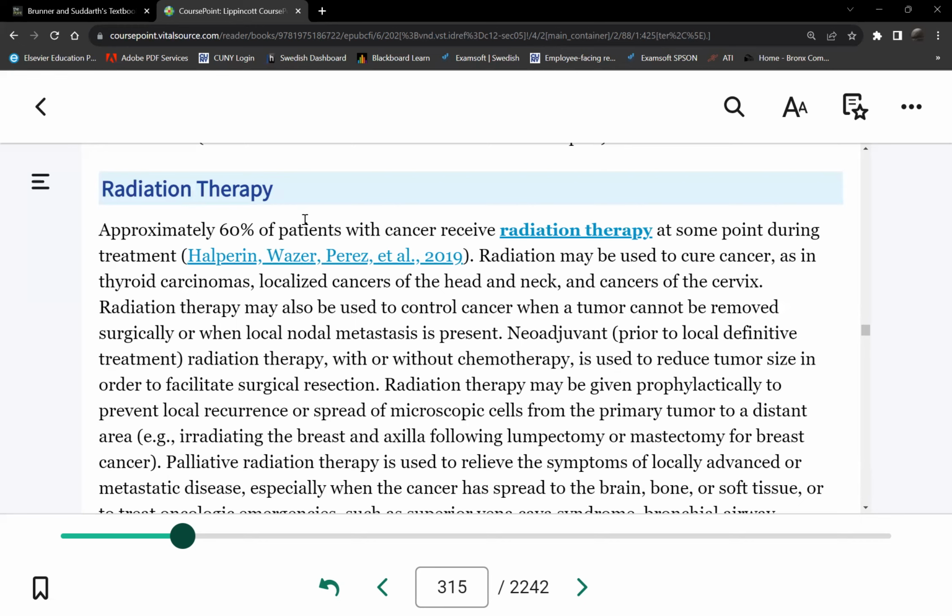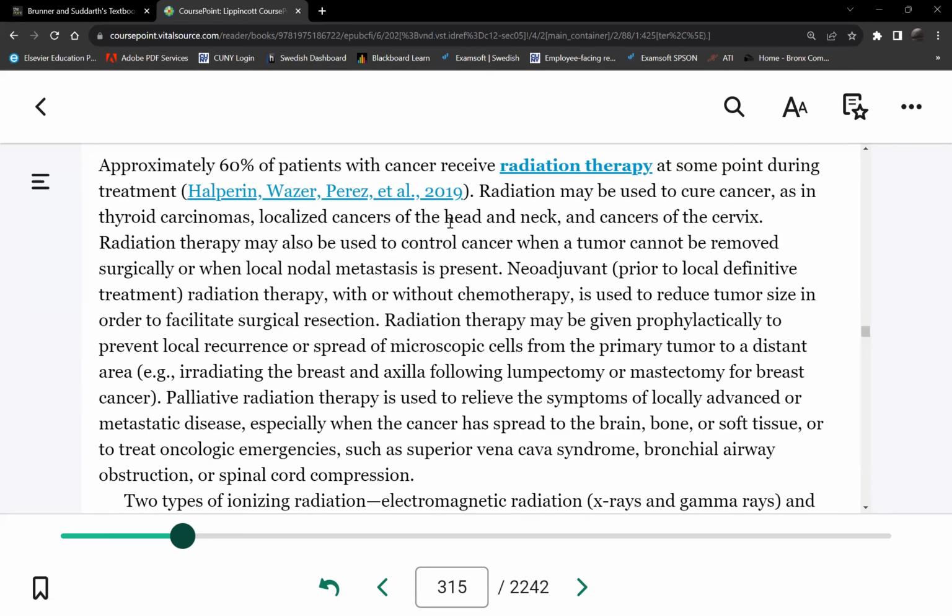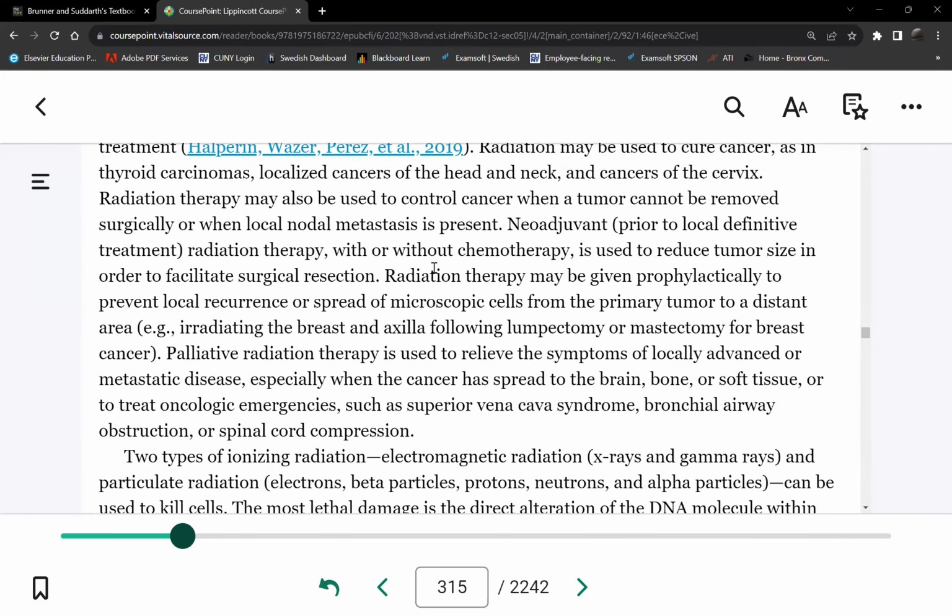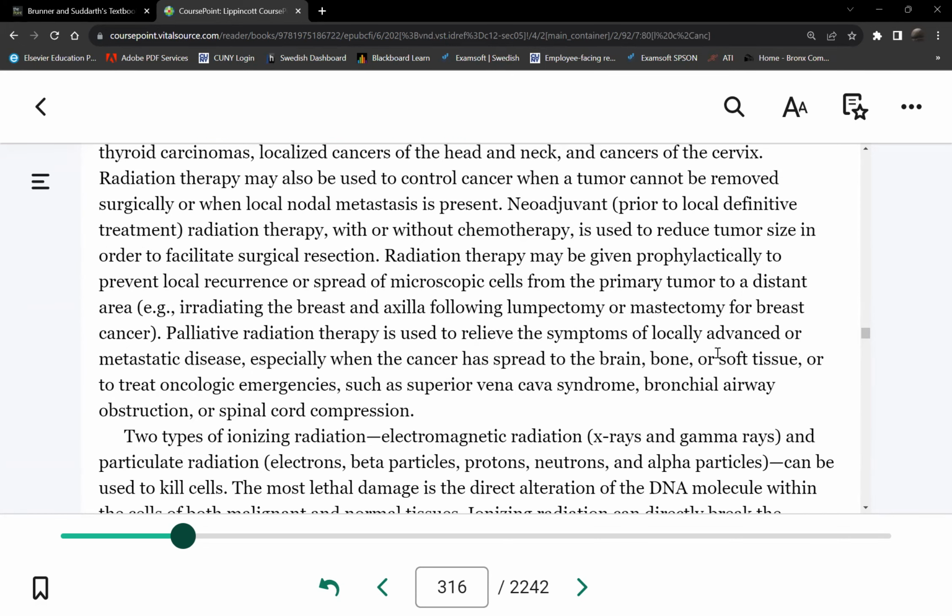Radiation particles will harm cells and cause them to die. Some cells die today, right after the radiation treatment. Some die later when you go home, and some die a few days or a few months after the radiation treatment. So that's how it works. So it can be used for various types of cancer.